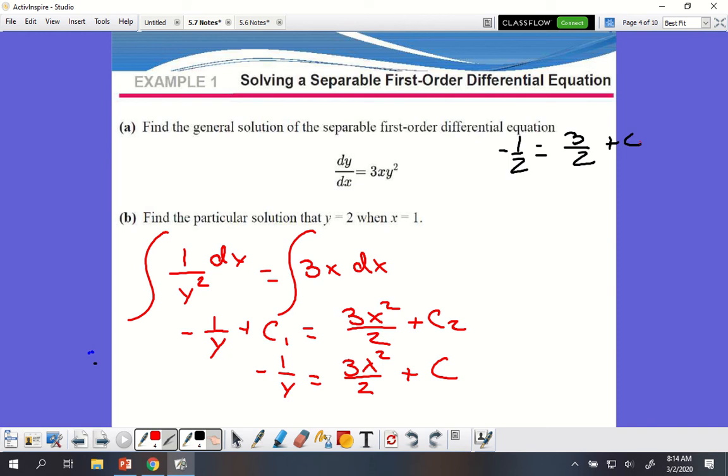I'm going to subtract that from both sides. Subtracting 3/2 from both sides gives me -4/2, which gives me -2. So -2 equals c. So my particular solution in this case is going to be -1 over y equals 3x squared over 2 minus 2.